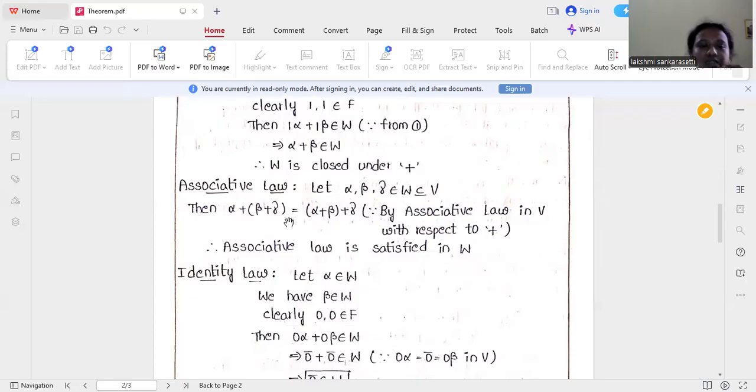Associative law. The second law is the associative law. For the associative law, select three vectors alpha, beta, gamma belongs to W.